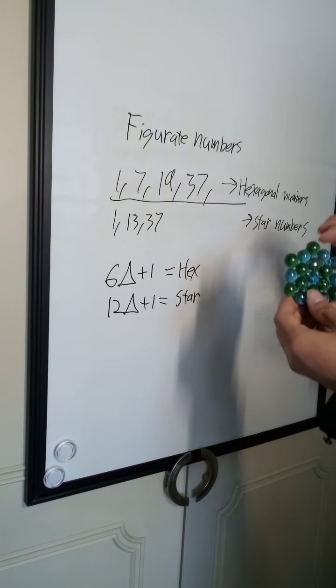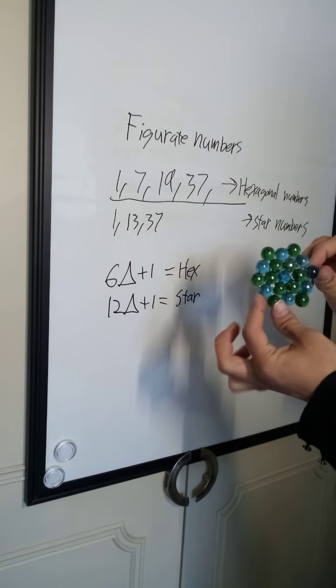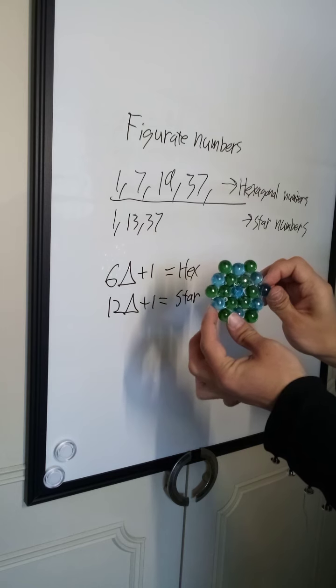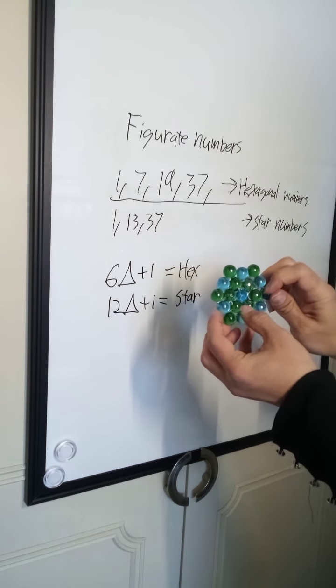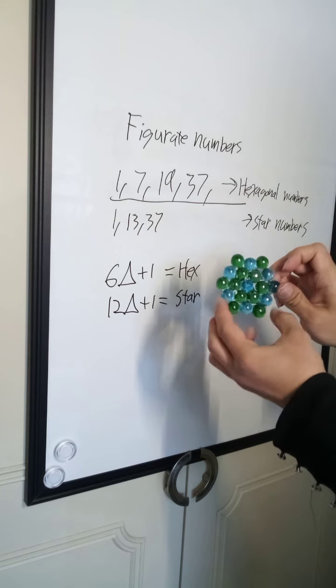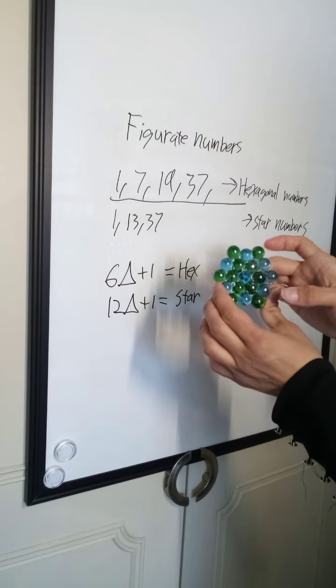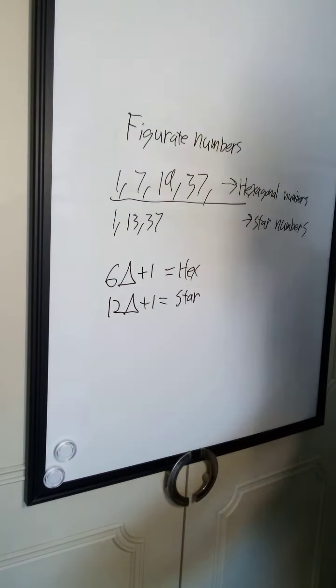This one almost fell off on me. This is a hexagonal number. This one is the number 19. The center is 1. Then the outer ring, that's 6 plus 1, that's 7. Then with the outermost ring, all numbers summed together is 19. So that's the third hexagonal number.